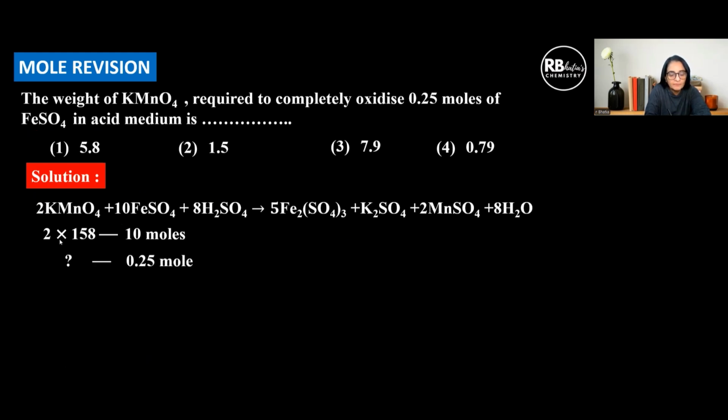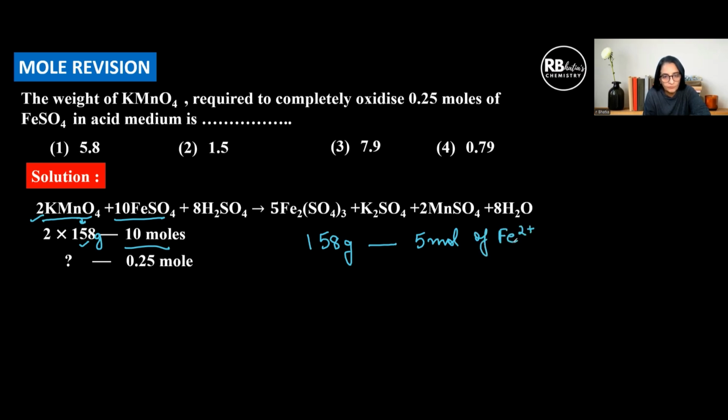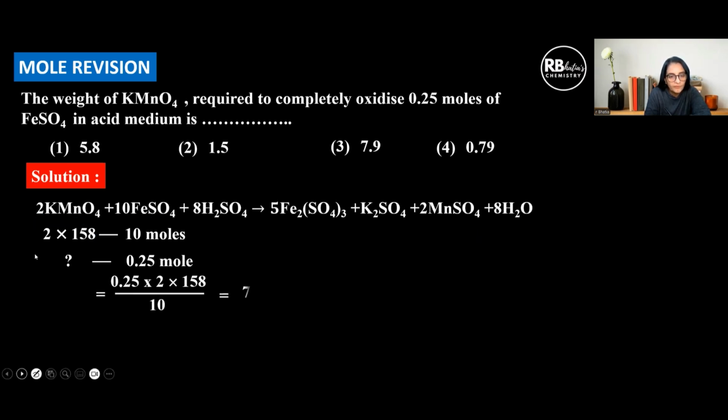The balanced molecular equation tells us 2 into 158 grams of KMnO4 combines with 10 moles of ferrous sulfate. This 158 is the molecular mass of KMnO4 in grams. According to the ionic equation that we just balanced, 158 gram of KMnO4 requires 5 moles of ferrous sulfate. Either of the two is going to give you the same answer. Just solving this further, we are going to get 7.9 gram as the answer.